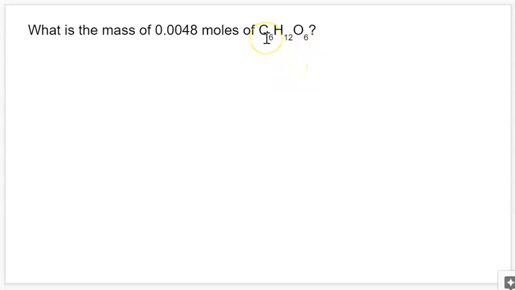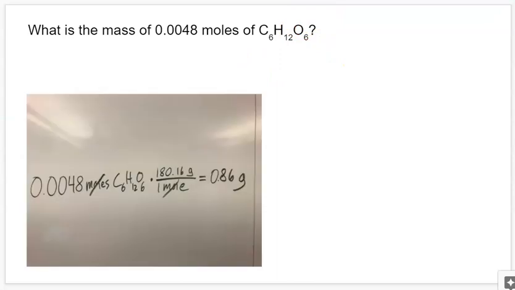So we have carbon, which has a mass of 12.01. We're going to multiply that by 6. We have hydrogen, which is either 1.008 or 1.01, depending on which periodic table you're looking at. We're going to multiply that by 12. And then we have oxygen, which is 16, which we're going to multiply by 6. And then we're going to sum all of that together. And we're going to get a total molar mass of 180.16 grams per every 1 mole.